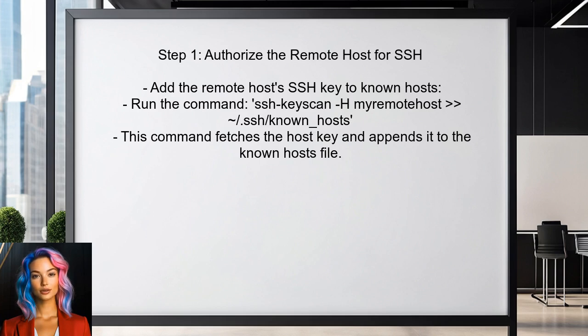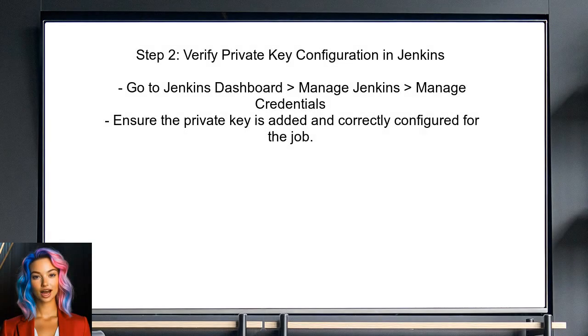To begin resolving the user's issue, we need to ensure that the remote host is authorized for SSH connections. The user should add the remote host's SSH key to the known hosts file. Next, the user should verify that the private key is correctly configured in Jenkins. This involves checking the credentials manager to ensure the private key is properly set up.